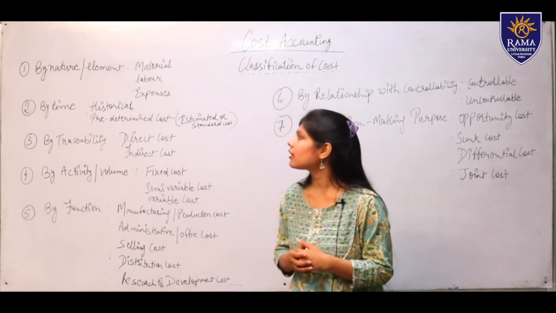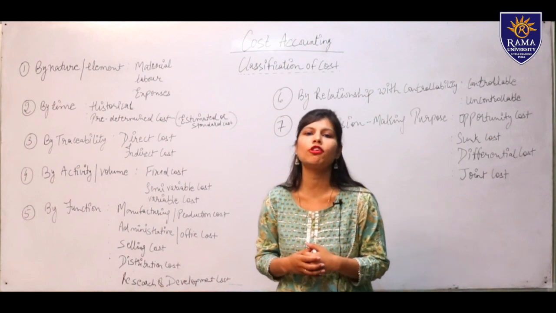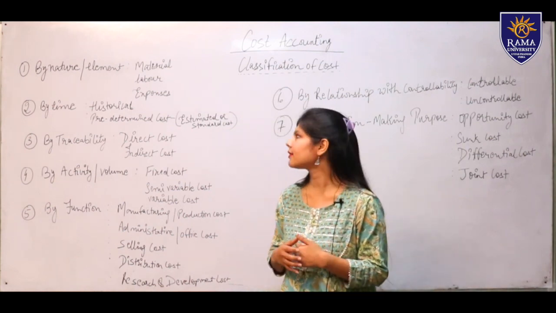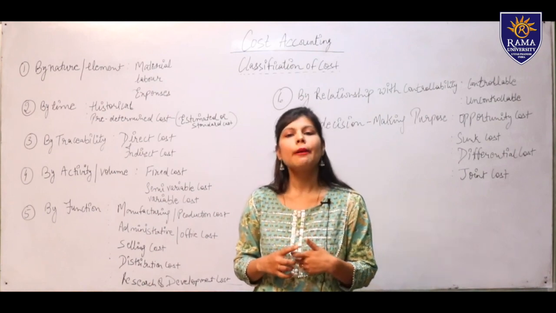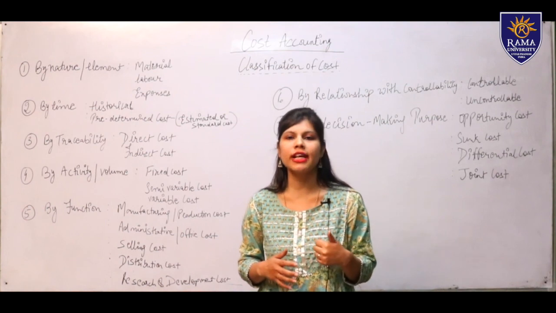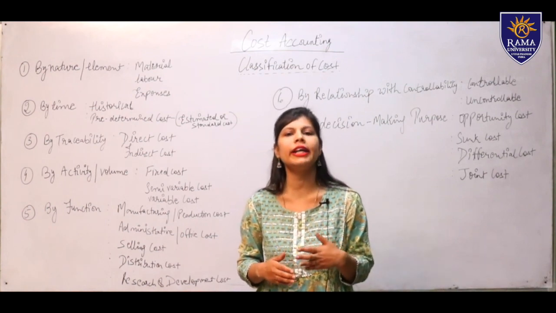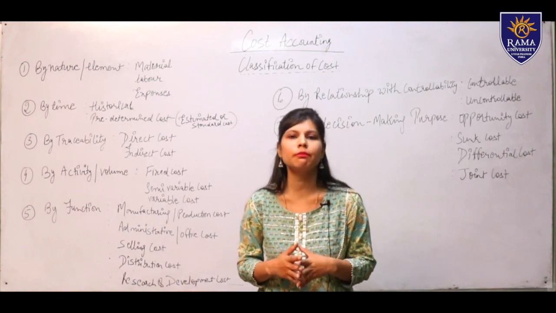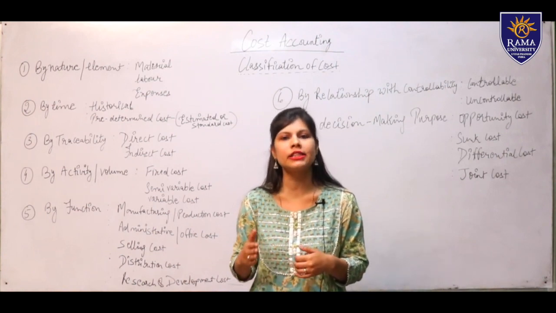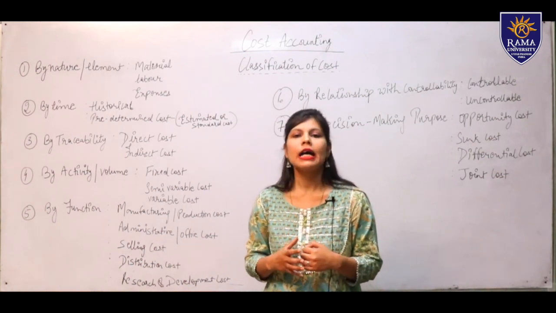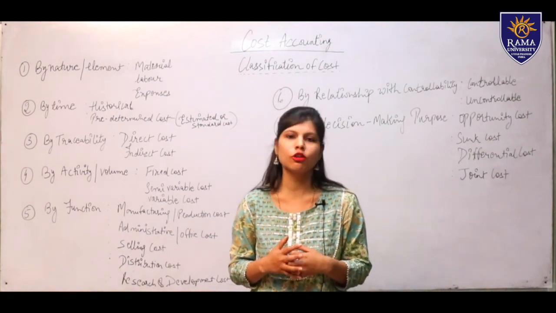Now next, our classification is on the basis of time. On the basis of time, it can be classified as historical cost and predetermined cost. Historical cost is the cost, as the name suggests, which is already incurred in the past. This cost is considered when the production process is entirely completed and entirely over. Then we calculate this cost. So it is termed as historical cost.